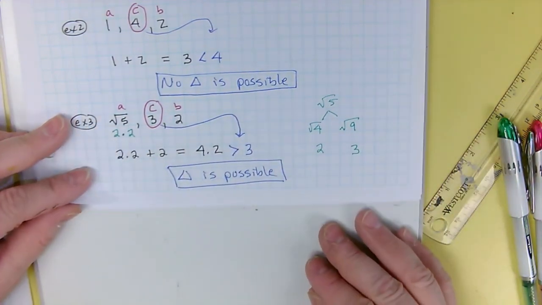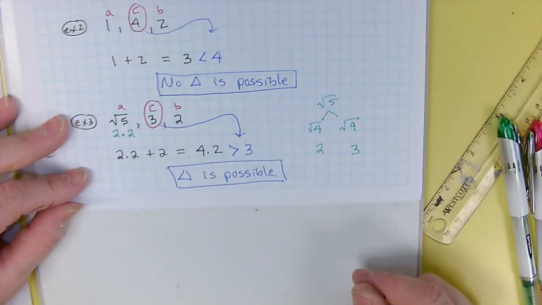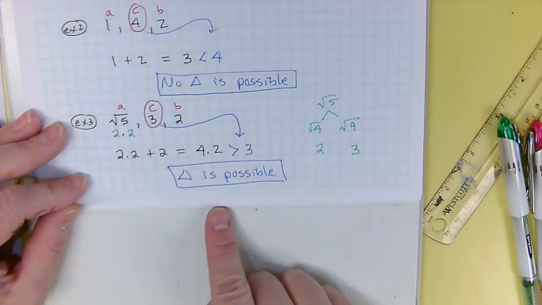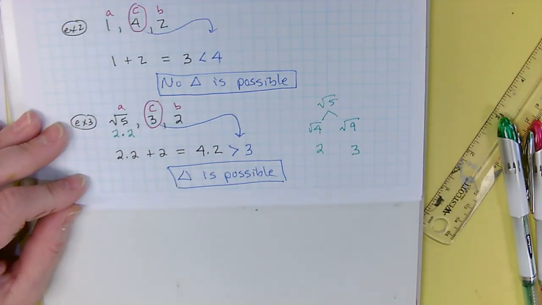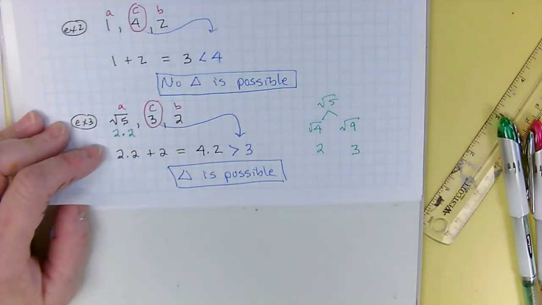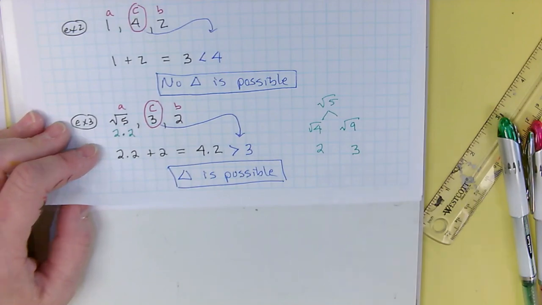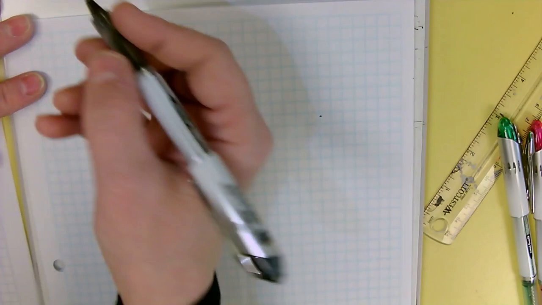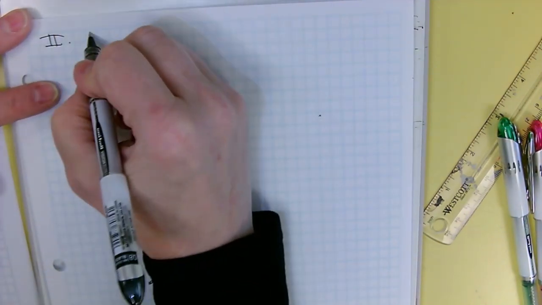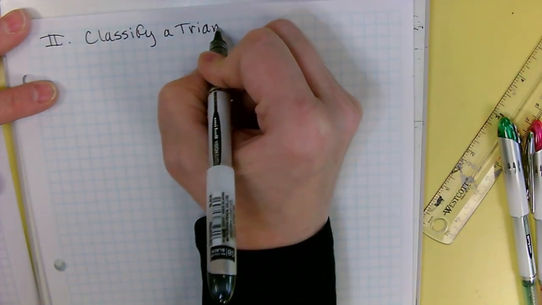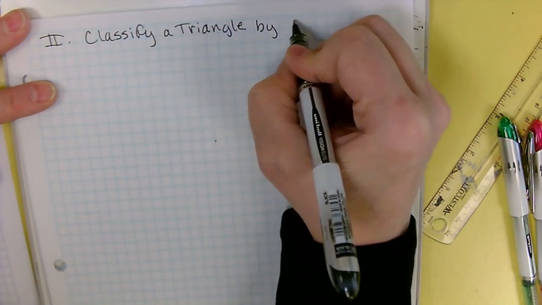Okay, so now we've decided if there's even a triangle possible. So we're going to go on and figure out what type of triangle it is. If no triangle is possible, you're done. Don't classify it because it didn't make a triangle. Does that make sense? A lot of people did that on the test. They said, oh, no triangle is possible. And then they're like, it's obtuse. And I'm like, that doesn't work. Okay, so Roman numeral 2. Classify a triangle by side lengths.